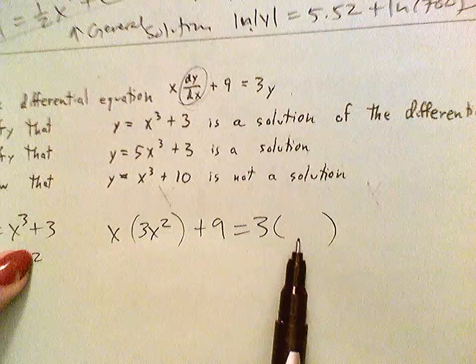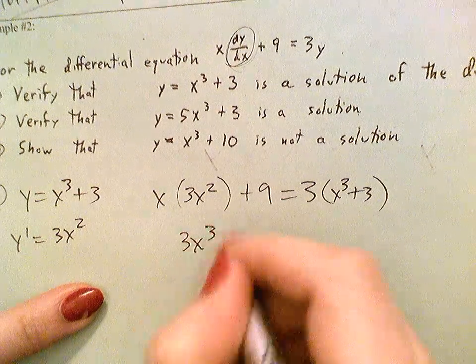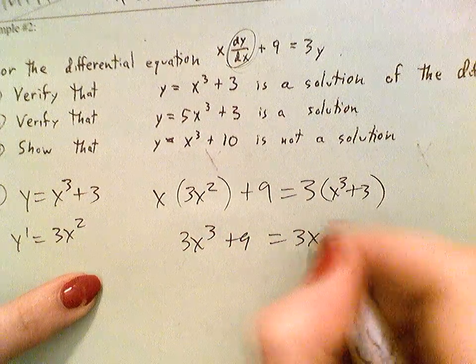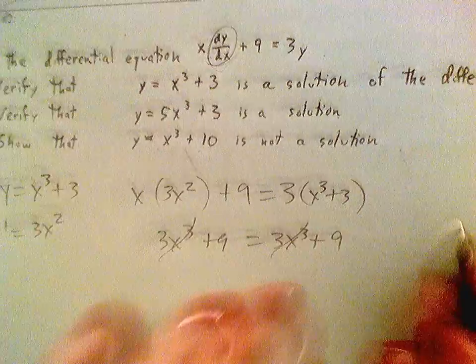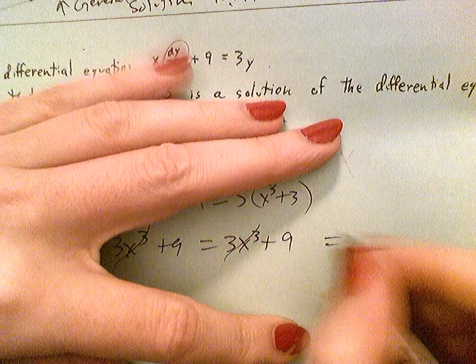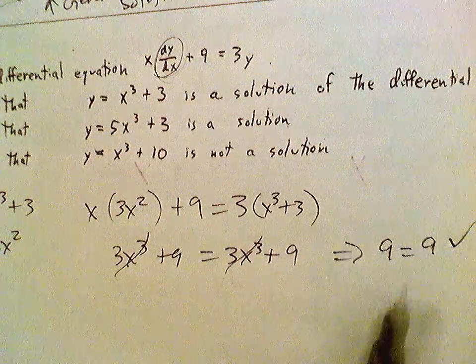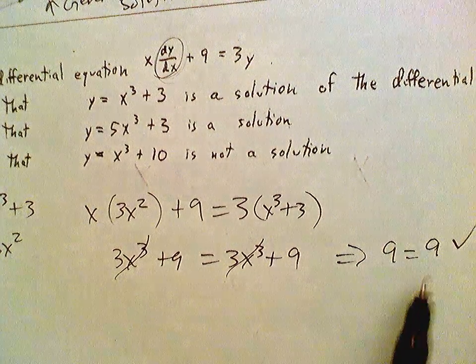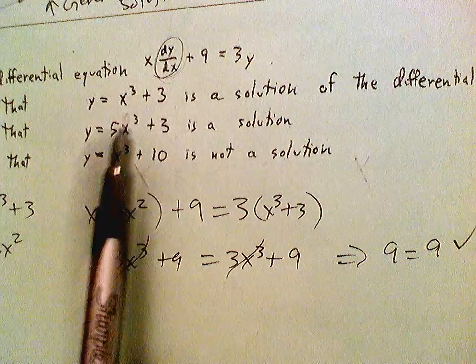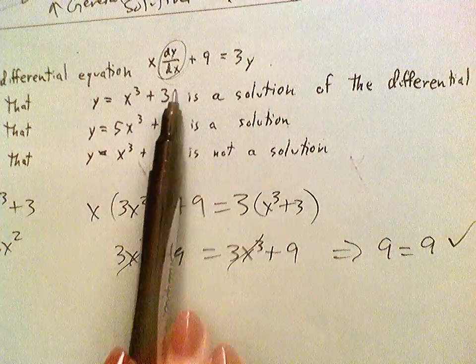And then what used to be here was y. So I plug x to the third plus 3 in there. This is 3x to the third plus 9 equals 3x to the third plus 9. Okay, those would cancel, and then you end up with 9 equals 9. Okay, so if you end up with what's called a tautology, just something equals itself, it's always true under any circumstances. That means that this equation is a solution to that differential equation.